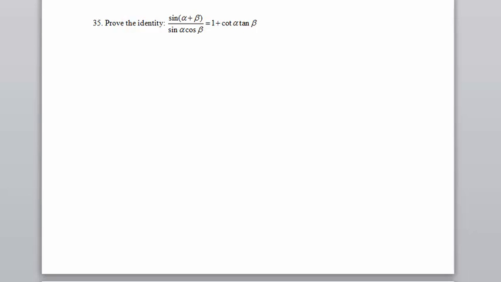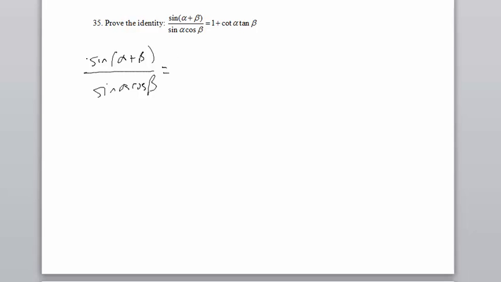So to see that, again, I want to start with the more complicated side, which I'm pretty sure is the left side again. So I'm going to write that down before I do any work. Cosine beta. And I'm pretty sure where I'm going with this one.